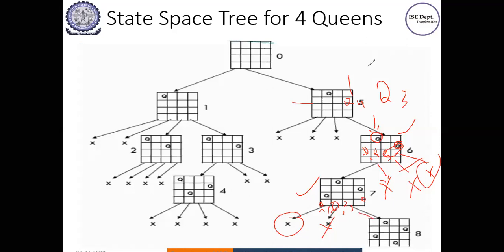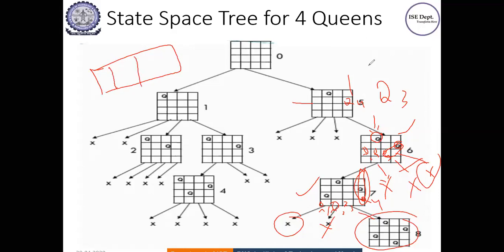Can we place in the fourth column? No, it is not possible because these both are in the same column. So only this is acceptable, correct? So what is the position? If you observe, all the queens are placed in the matrix, an n cross n matrix or a chessboard, correct? All the queens are placed by satisfying all the constraints.